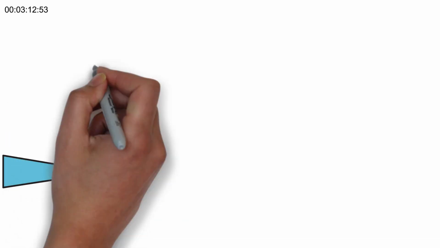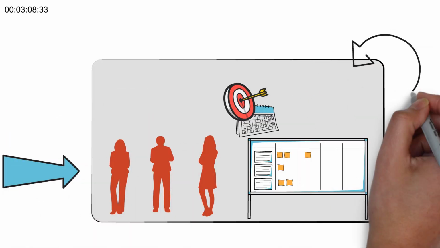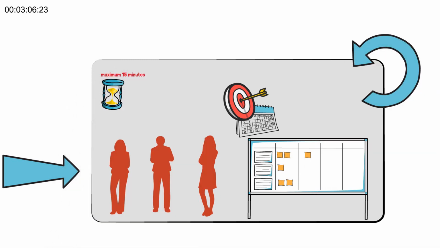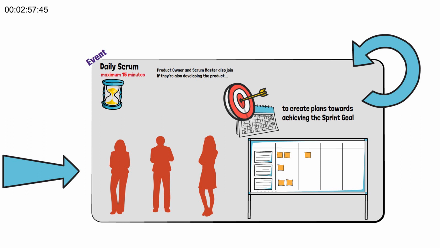After the sprint planning, the developers will work based on the sprint backlog and also the sprint goal. Every day in 15 minutes or less, they will make a small plan for achieving the sprint goal in an event called the Daily Scrum. If the product owner and the Scrum Master are also developing the product, they also join the daily scrum.